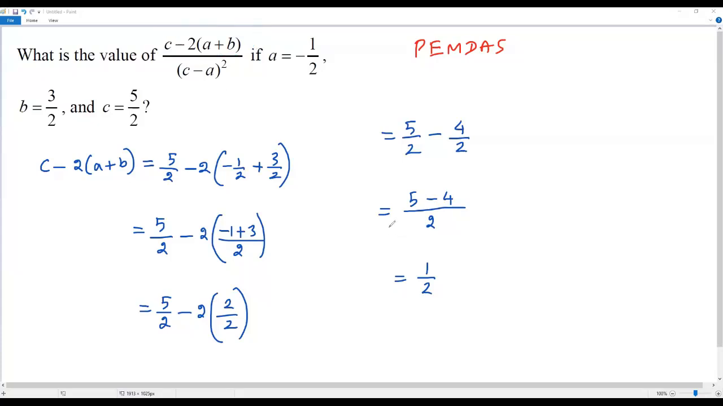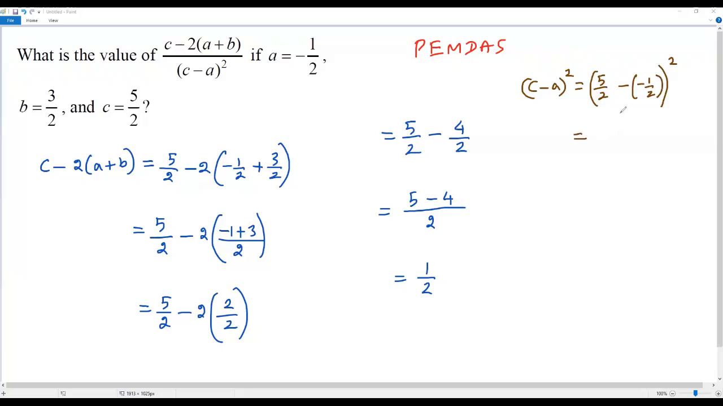Now I have to evaluate the expression in the denominator. Let me do it. So (C negative A) the whole square. What value do we have for C? For C, we have 5/2. We can plug in 5/2 for C, negative, and for A, we have negative 1/2. Then we have the whole square.